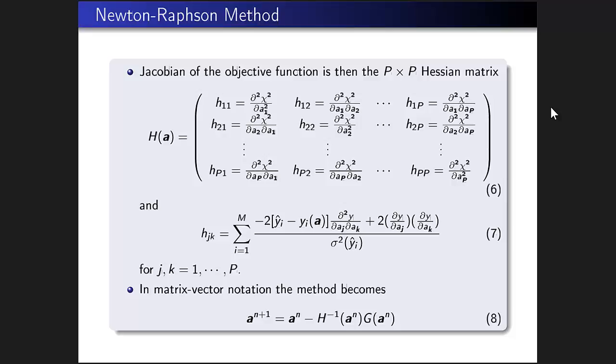We write the update in matrix form: the vector A at step n plus 1 is the previous vector minus, this is the equivalent of the function divided by its derivative, the Hessian inverse, and you multiply that with the gradient. So that's the Newton-Raphson vector equivalent.